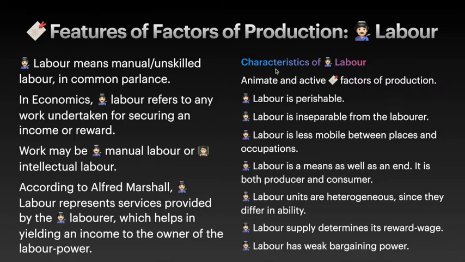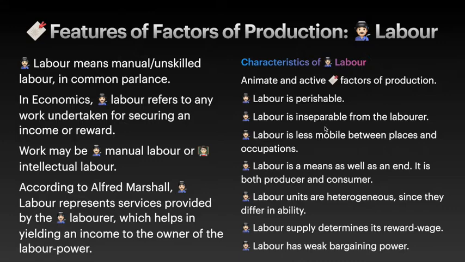Now we will see the different characteristics of labor. Labor is animate, which means labor does some work. It is active in nature. And once again, this is also one of the primary factors of production. Labor is perishable, which means labor can provide you with factors of production only for a certain period of time. When laborers get old, they will not be able to work for companies.